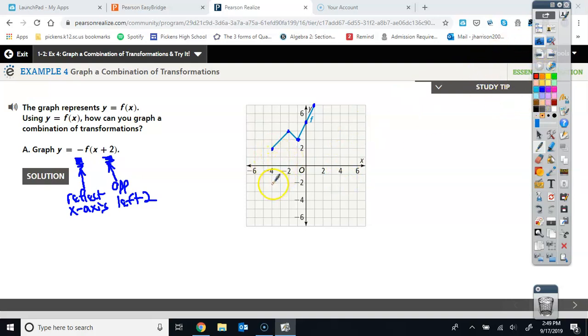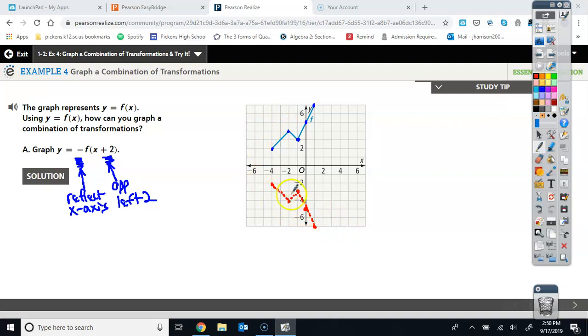If I reflect this, it's going to be here. If I reflect this one, it's going to be here. Notice that my new shape, and I'm just going to kind of sketch this with a little dotted line, has moved and flipped completely upside down. It's reflected across the x-axis.